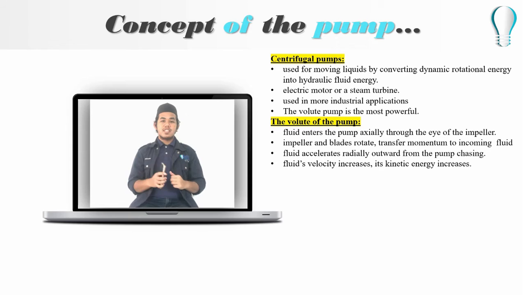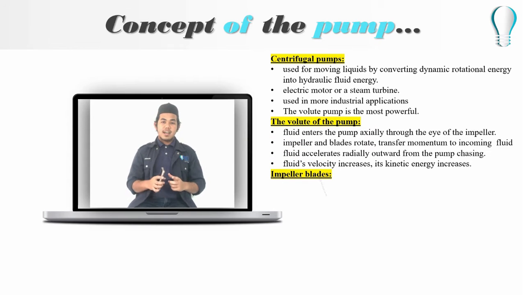As the fluid's velocity increases, its kinetic energy increases. Fluid of high kinetic energy is forced out of the impeller area and enters the volute. In the volute, the fluid flows through the continuously increasing cross-sectional area, where the kinetic energy is converted into fluid pressure according to Bernoulli's principle.